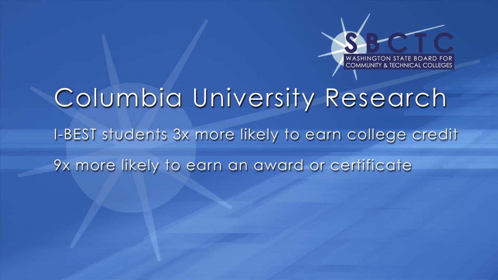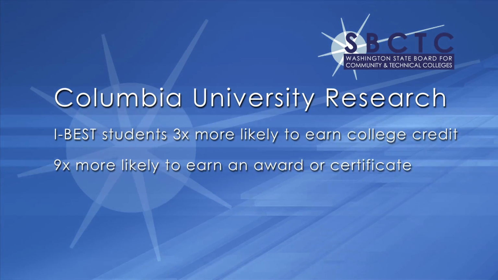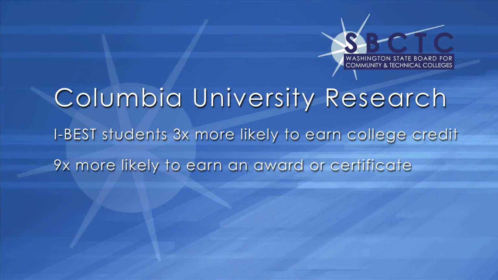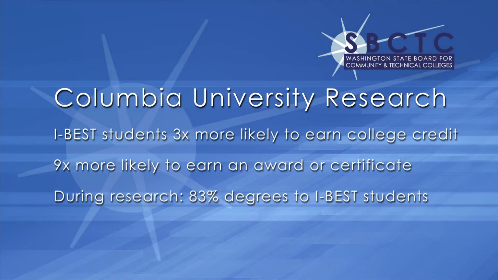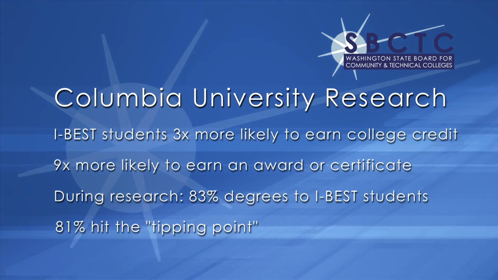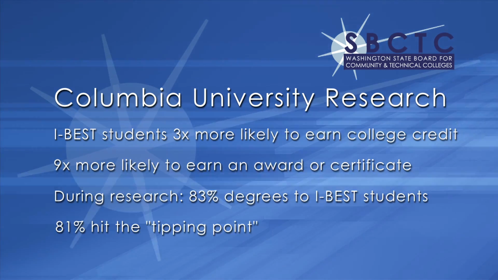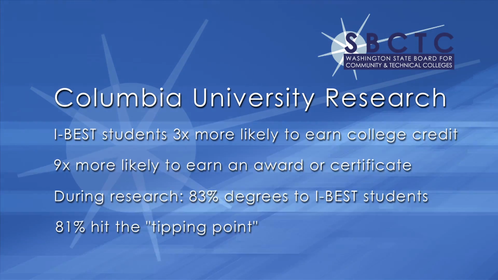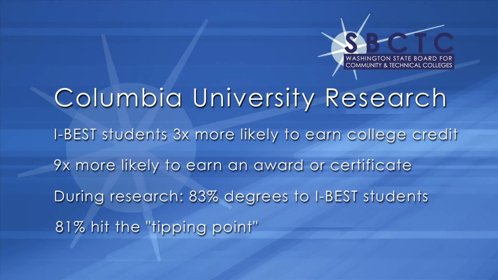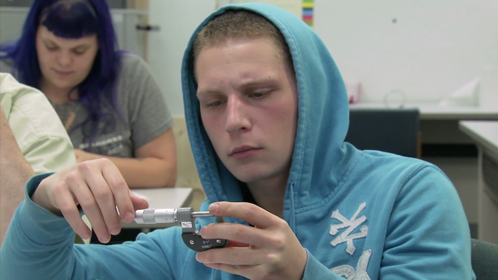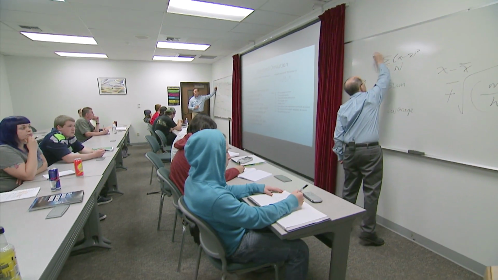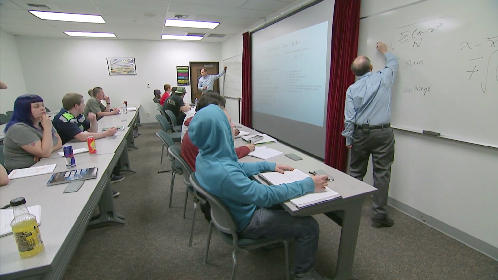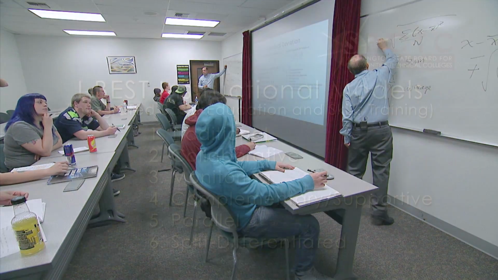In fact, in Washington State alone, of all the adult basic education degrees earned during the research period, an amazing 83% of them went to iBest students, with 81% hitting the so-called tipping point and moving on to further education to better their chances for higher wage jobs. At its core, iBest provides an accelerated pathway toward higher-level certificates and degrees. The key is dynamic team teaching, where both basic and specialized professional technical skills are taught in an integrated way.